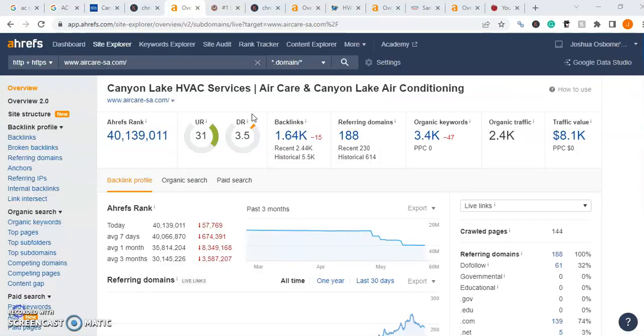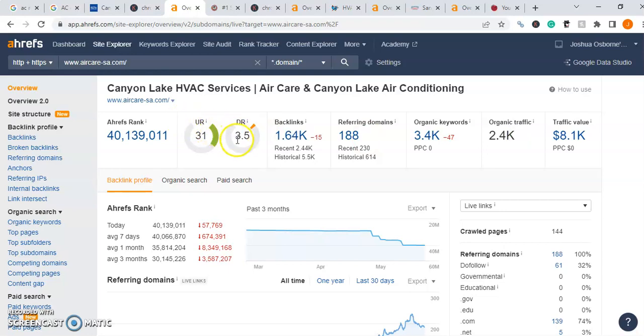So here we are in Ahrefs, and you can see your website is plugged in. Currently, you generate a 31 UR, a 3.5 DR, which puts you in the top 100 for 3,400 keywords and generates you about 2,400 users every single month. So that's really good, but let's talk about these metrics and what they mean.